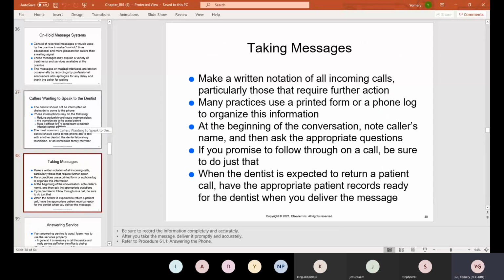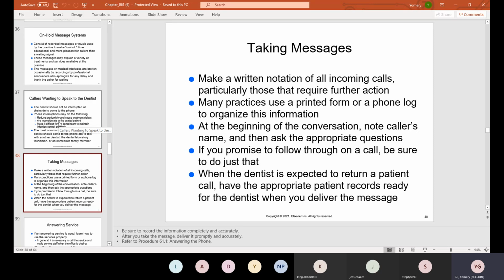Taking messages. Make a written notation of all incoming calls, particularly those that require further action. Many practices use a printed form or a phone log to organize this information. At the beginning of the conversation, note the caller's name and ask the appropriate questions. If you promise to follow through on a call, be sure to do just that. There's nothing that makes a patient more mad than when you tell them that you will call them by the end of the day and you don't call them by the end of the day.